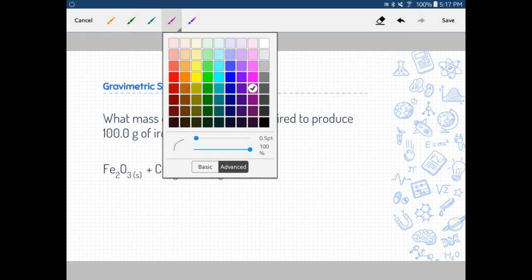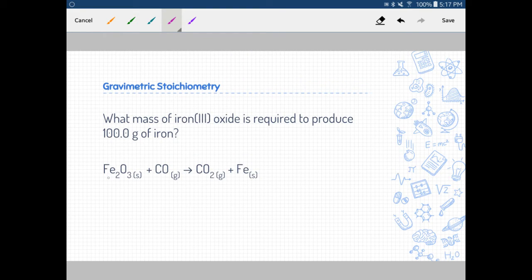So when I take a look at this, I see I have 2 irons, which I do not have on my other side, so I need 2 irons over here. And I have 3 oxygens plus another 4 oxygens and only 2 over here. So in order to balance everything out, I need to have a 3 here and a 3 here. This gives us 3 carbons, a total of 6 oxygens and 6 oxygens to balance everything out.